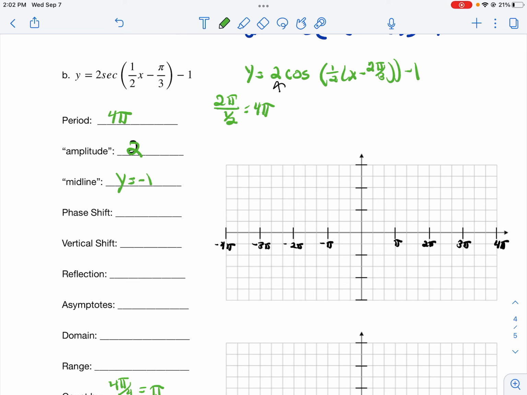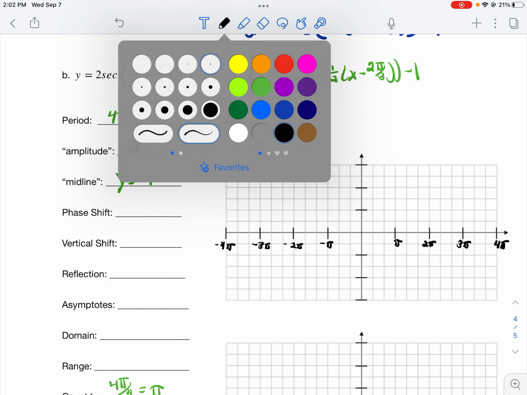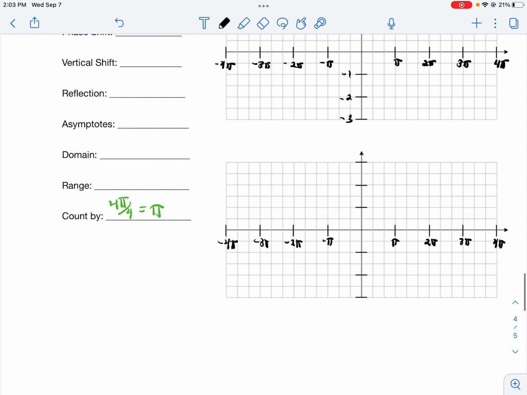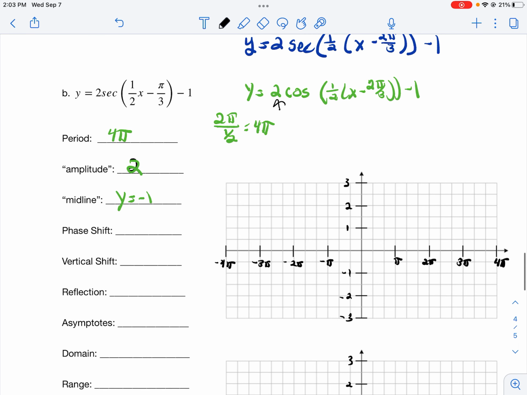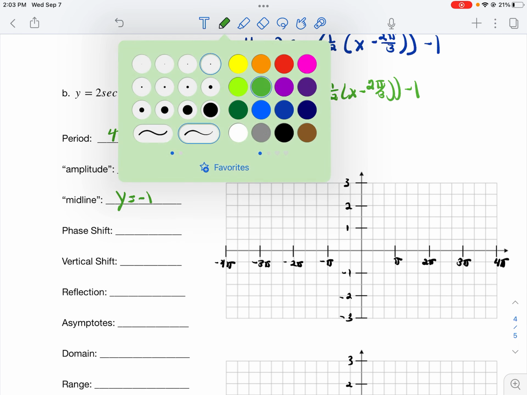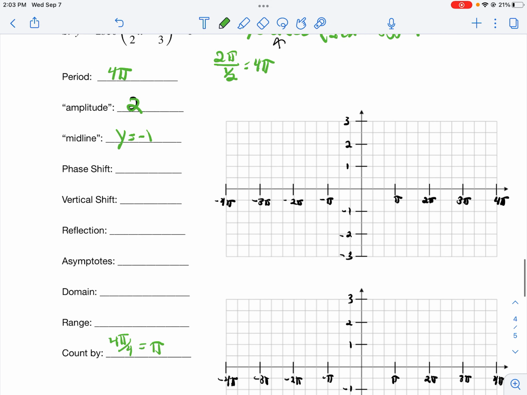Now you can change your scale on this one if you want. I'm going to stick with 1. It goes a little bit off on my final graph. So if you want to change your scale, you could count by 2s if you wanted to. But I'll just extend out. It'll be fine. All right, so, whoops. And so we have a midline at negative 1.